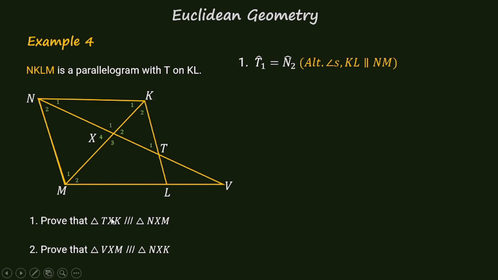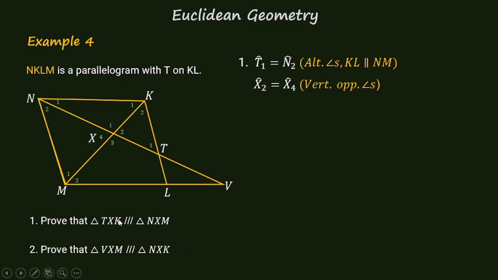Let's look at the second part. X must be equal to X. So in this triangle TXK and NXM, we can see that X2 will be equal to X4. These are vertically opposite angles. So X2 will be equal to X4. They are vertically opposite angles.